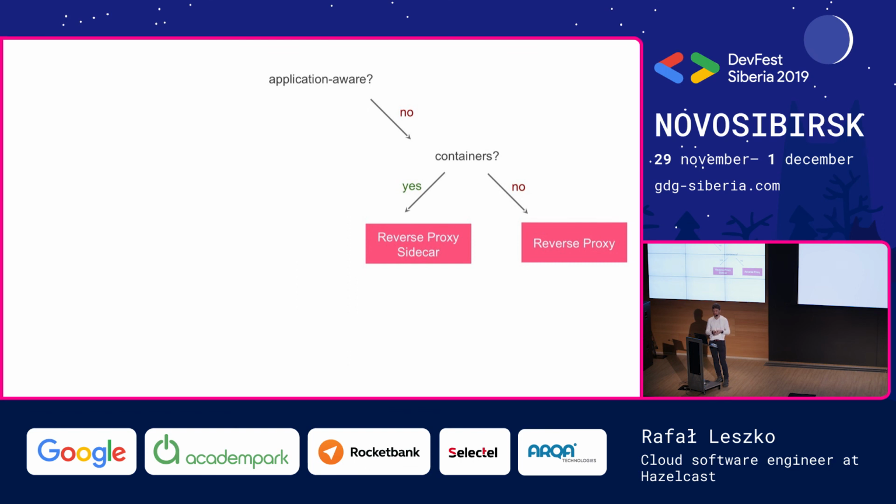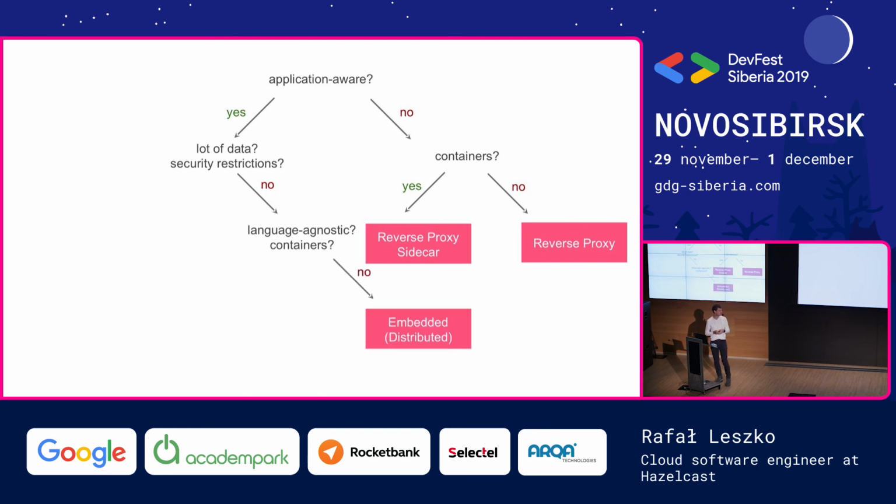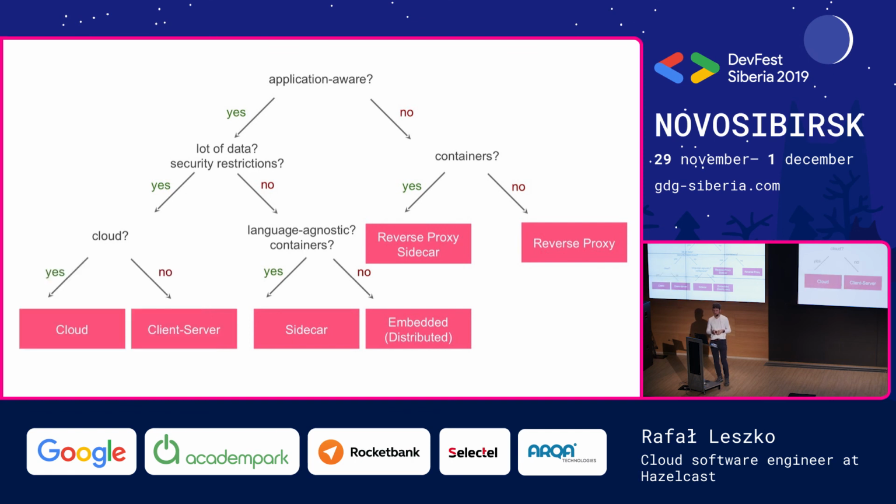If my application needs to be aware of caching, then do I have a lot of data or some security restrictions? If no, then does it need to be language agnostic or is it container based? If no, use embedded distributed. If yes, use sidecar. However, if you have a lot of data or you work in a big organization, then the last question is: is my current deployment a cloud? If no, use on-premise client server. If yes, use some hosted cloud version, because it will just save your money after all to use something managed that you don't have to work on.